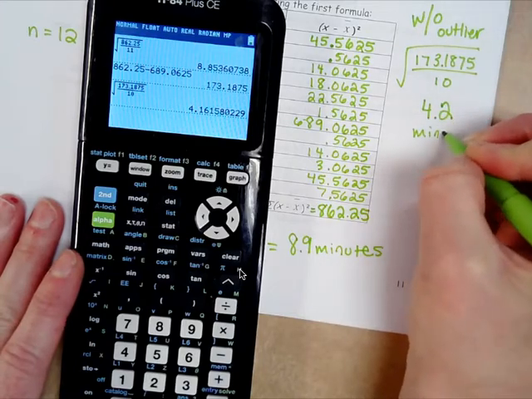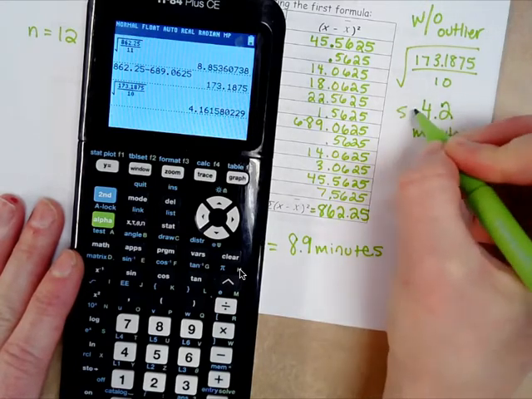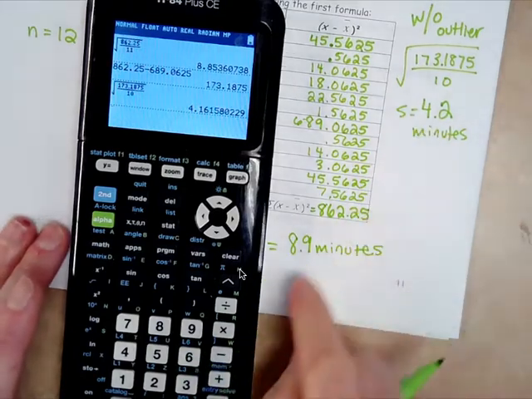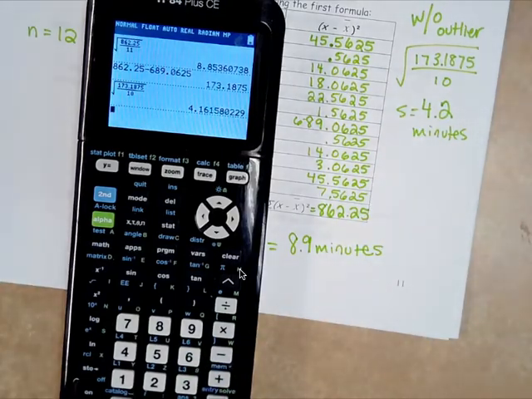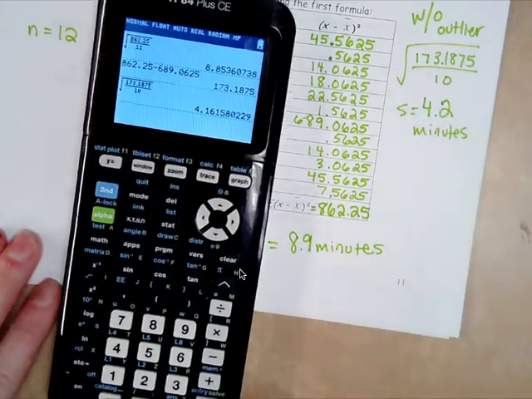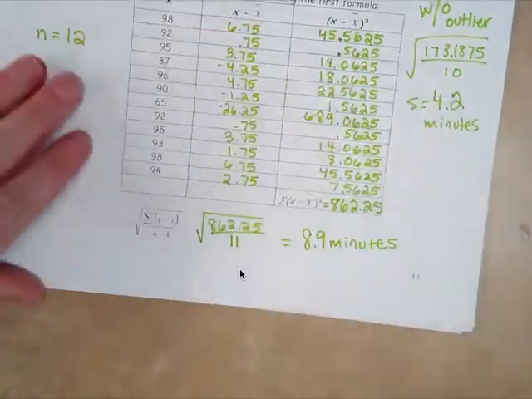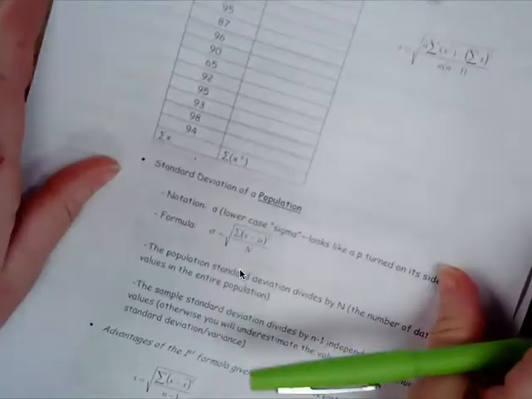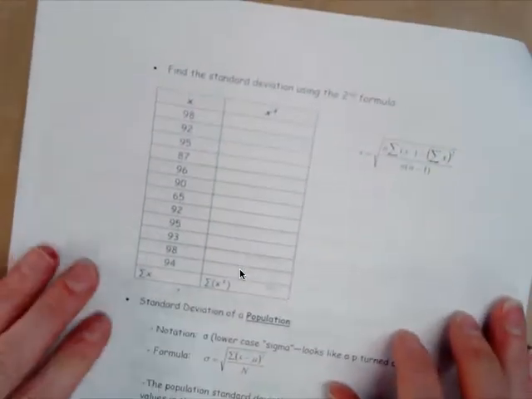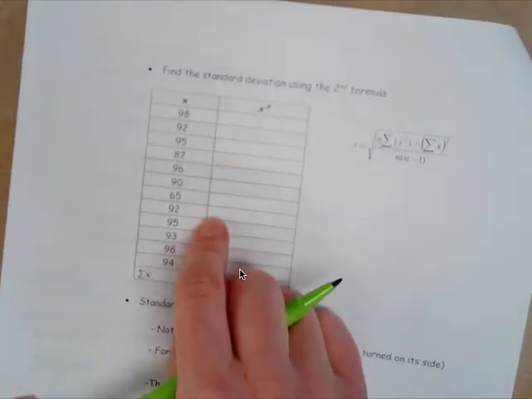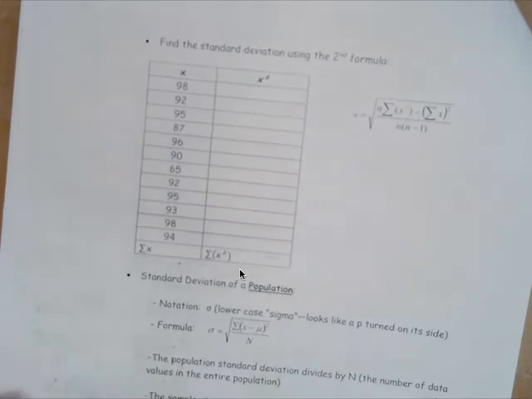minutes. So wow, that's really a big change. So just taking out that one outlier made it where it's half. All right, let's go to the next page. All right, I'm not going to torture you. This is the second formula. We're not going to do it. We just did the one formula.